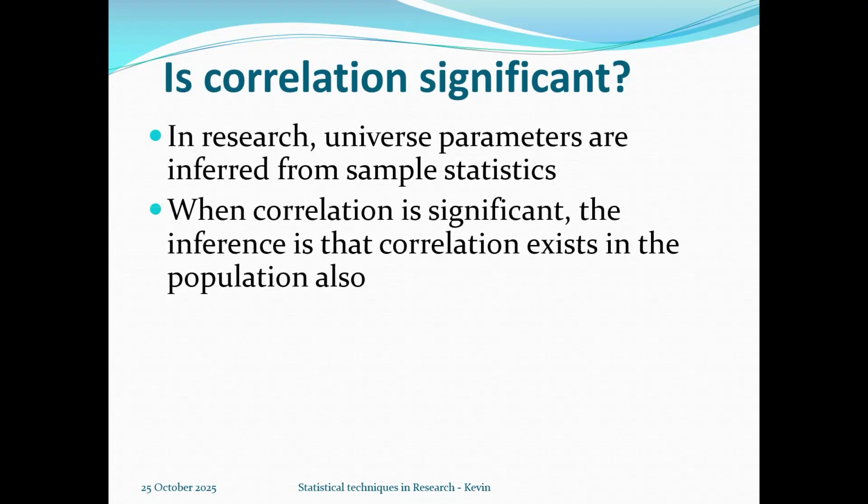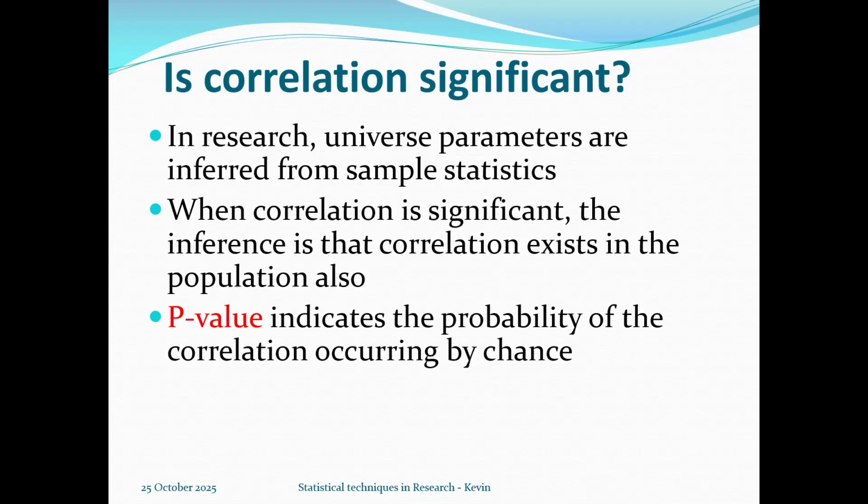When correlation is significant, the inference is that correlation exists in the population also. That is what I said. But how do you find out whether it is applicable to the population? For that, we use what is called p-value. P-value means probability value. It is written shortened as p-value.